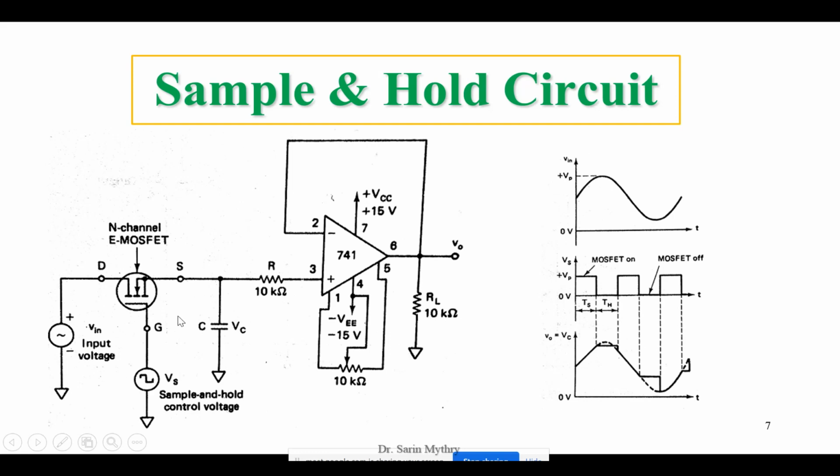Whenever it is completely disconnected, then definitely there is no flow of charge into the capacitor. If there is no flow of charge into the capacitor, just like what you have seen in the previous case, discharging of the capacitor takes place. The only discharging path for the capacitor is through this ground terminal. So that is the only discharging path.